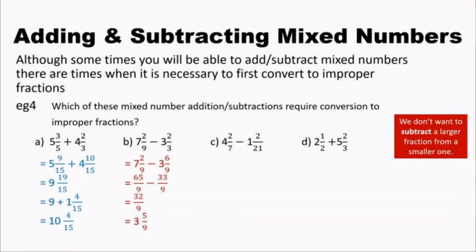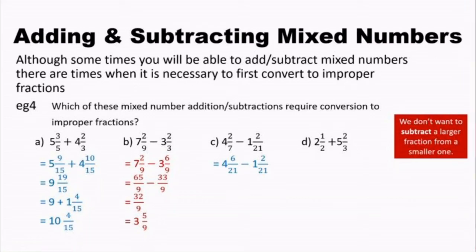So let's get a common denominator here. The lowest common multiple of 7 and 21 is actually 21 itself. That's 7 times 3. So I'll do 7 times 3 on the bottom to give me 21. I'll do 2 times 3 on the top to give me 6. That's going to be 4 and 6/21 minus 1 and 2/21.